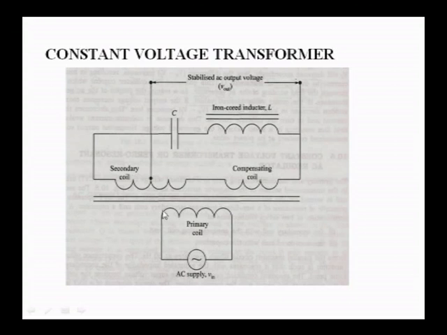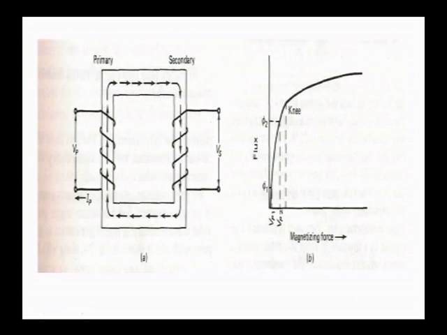Constant voltage transformer, you can see here, this is the circuit expected from you. This has a primary coil, secondary coil, iron core inductor, compensating coil and a capacitor, of course. So, what is a constant voltage transformer? Coming to the conventional power transformer, it has a primary and a secondary. If you plot a graph of flux versus magnetizing force, you can see the initial portion is quite linear. Later on it moves to saturation, since it has only one magnetic path.